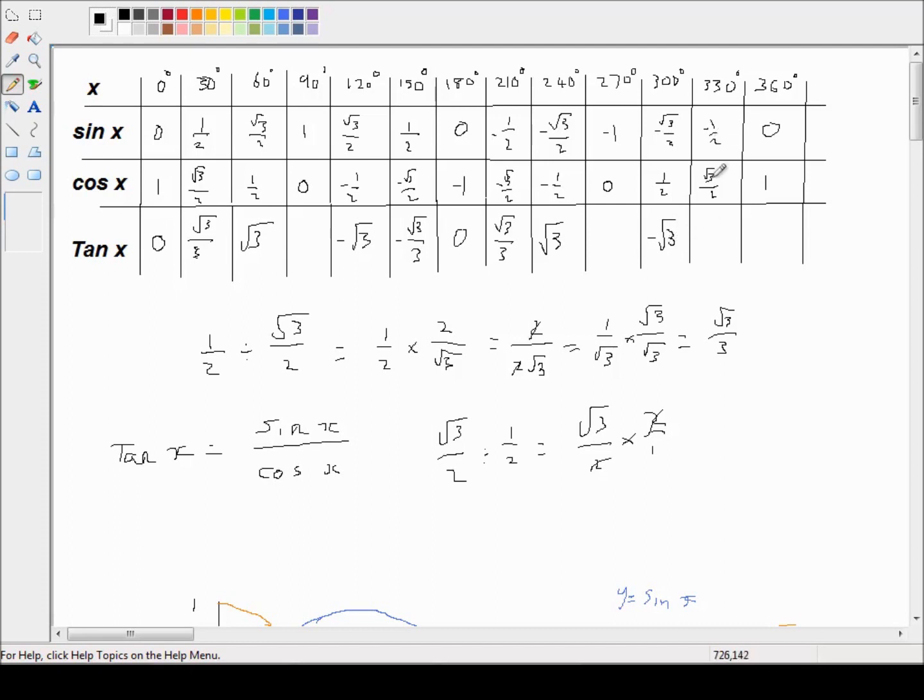And then negative a half divided by root 3 over 2. A negative divided by a positive is a negative. And again, we've already done 1/2 divided by root 3 over 2, and that's just root 3 over 3.